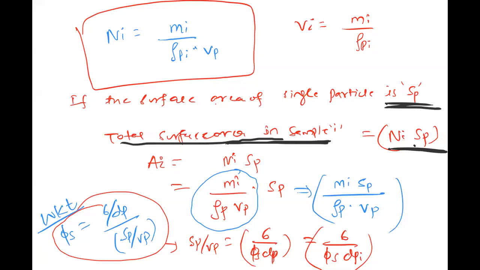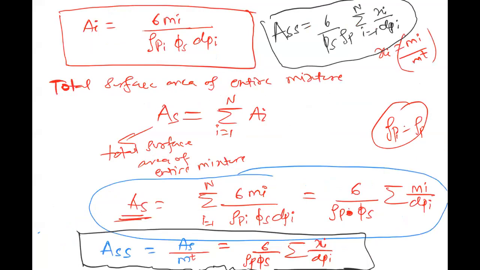So this is 6 by phi_s d_pi, and here A_i equal to 6 m_i by rho_p phi_s into d_pi. The total surface area of the entire mixture A_s equal to summation i equal to 1 to n of A_i, with the value of A_i put in here. We want the total specific surface area, which is total surface area by mass. So the total specific surface area equals 6 by phi_s rho_p summation x_i by d_pi. I hope this is clear to all of you. Just tell me whether it is clear or not.